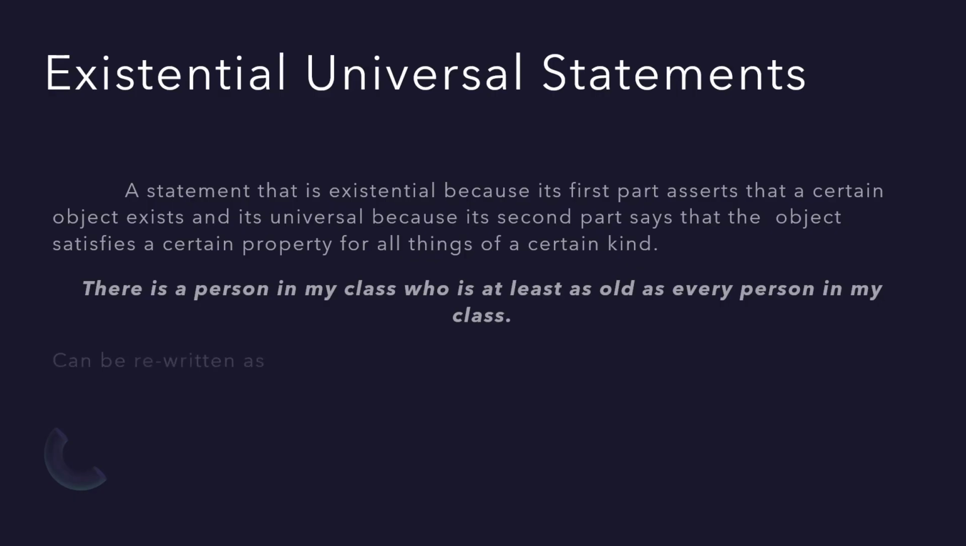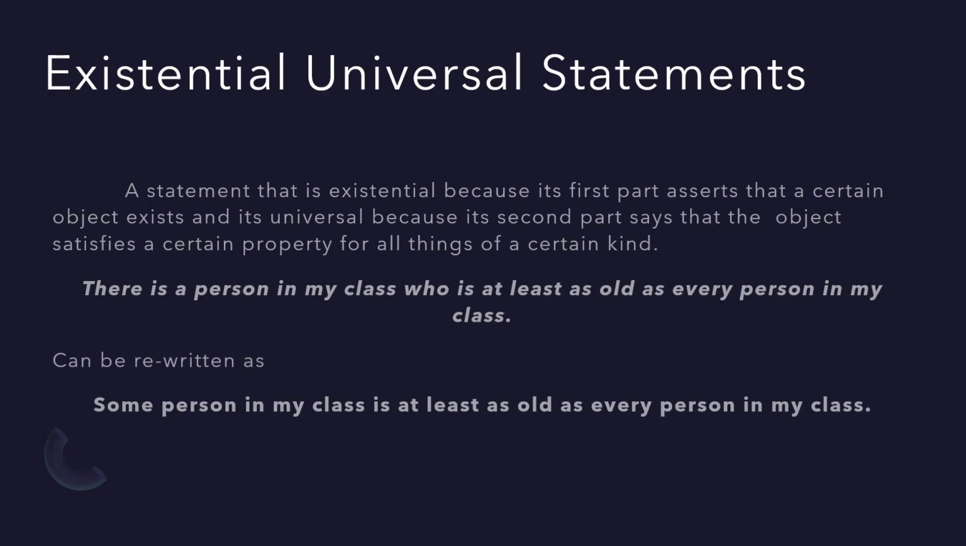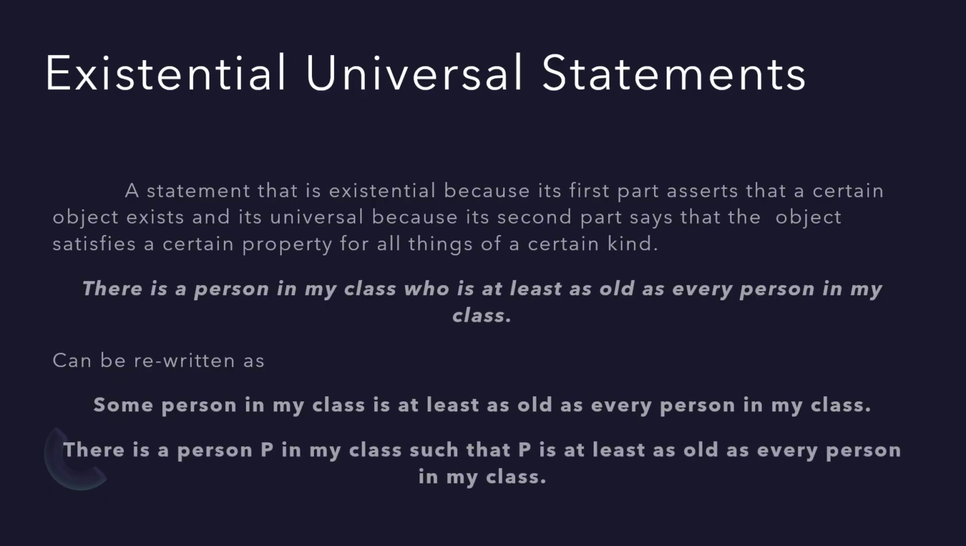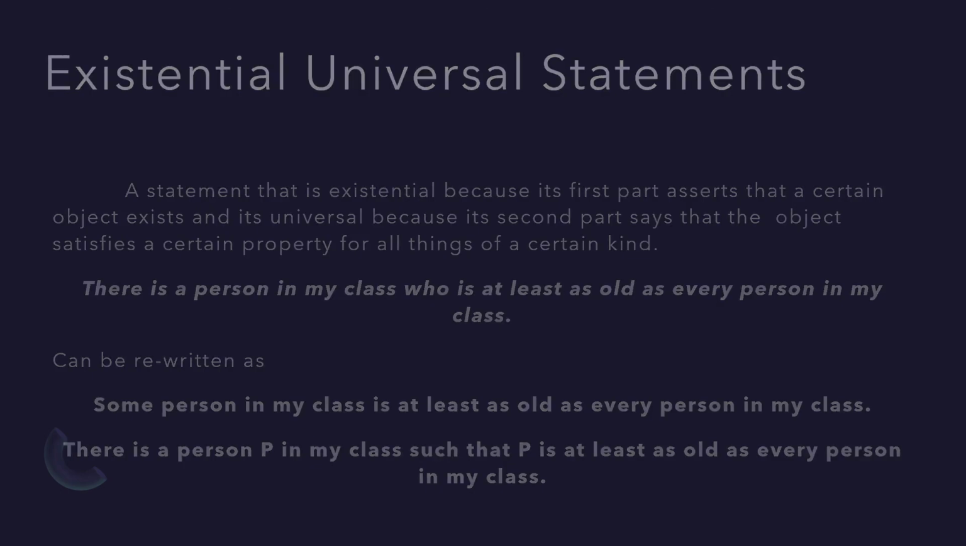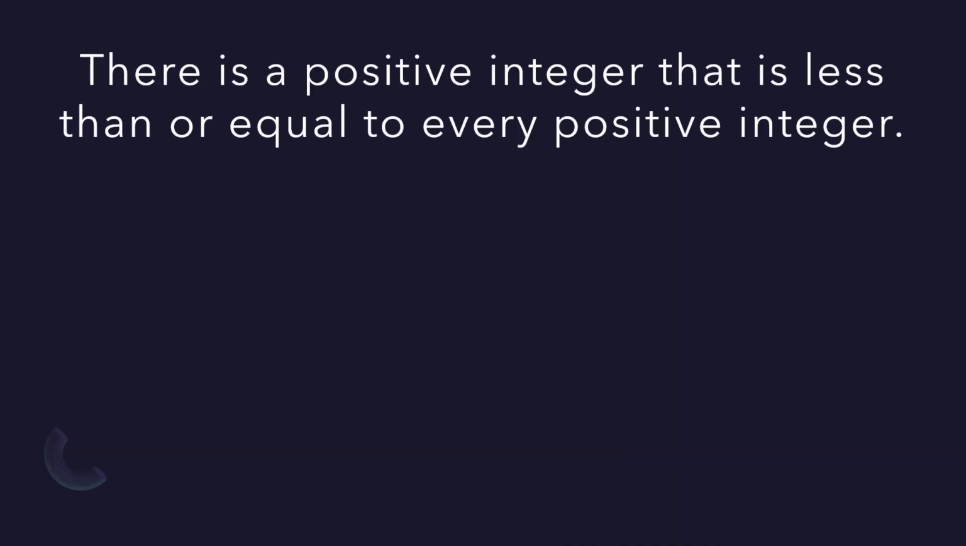So yun. Can be rewritten as, some person in my class is at least as old as every person in my class. Okay, so this is existential because of the word some, no? Then we have there is a person P in my class such that P is at least as old as every person in my class. So yun yung existential part. Okay? So we have here there is a positive integer that is less than or equal to every positive integer.